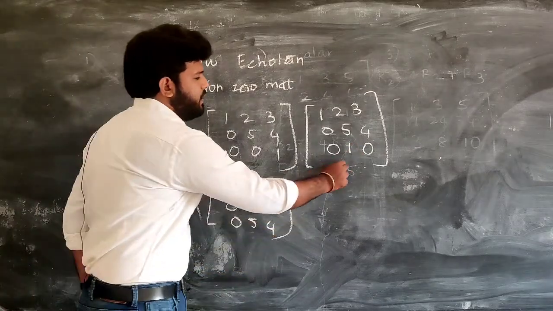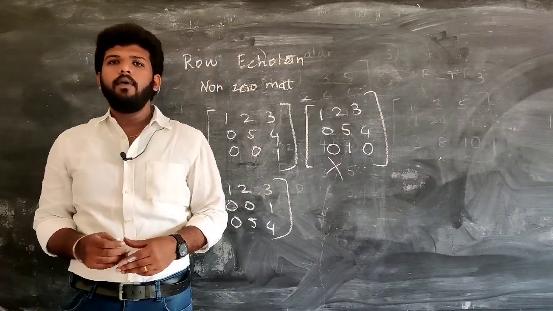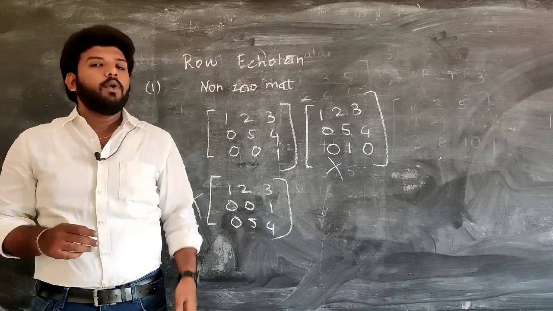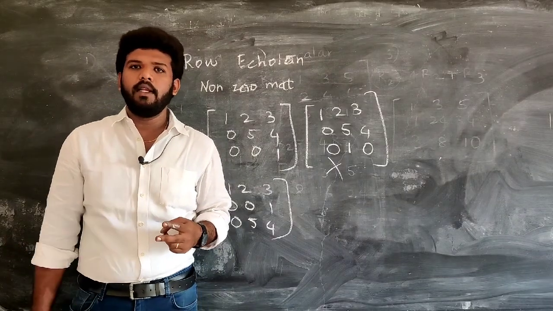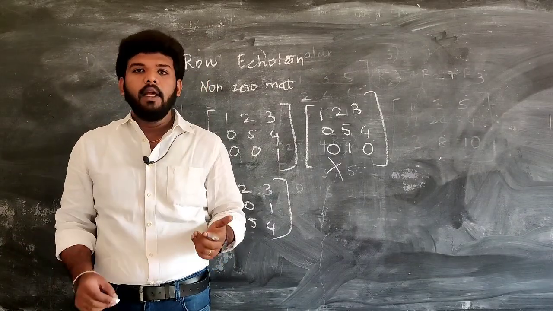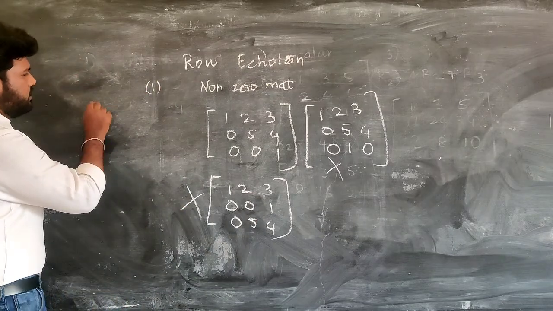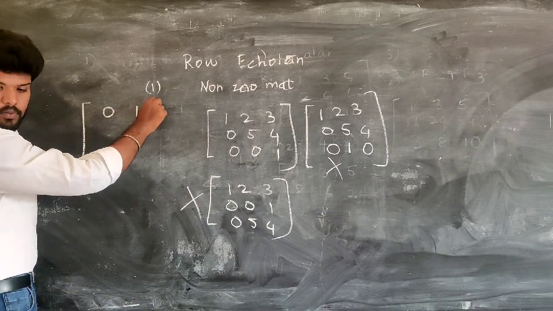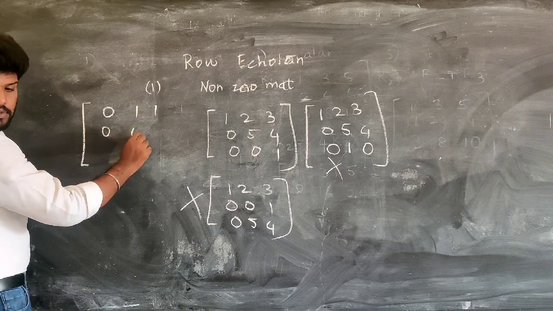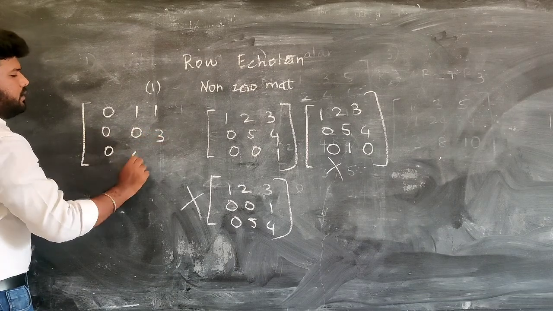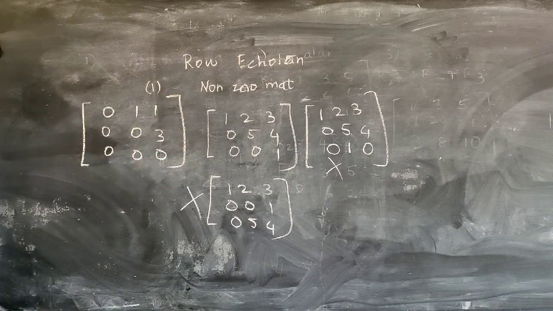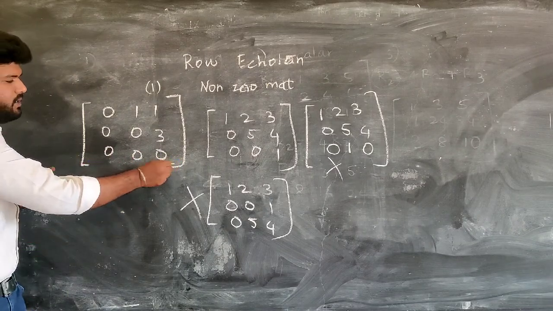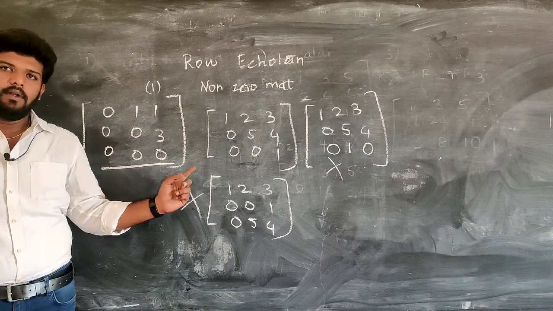So this also is not in row echelon form. In addition, we will see 2 or 3 examples so that you can understand whether a matrix is in row echelon form or not. Just see this example: 0 1 1; 0 0 3; 0 0 0. When you see this matrix, all 3 entries in the last row are 0.